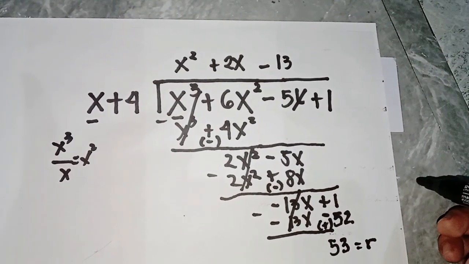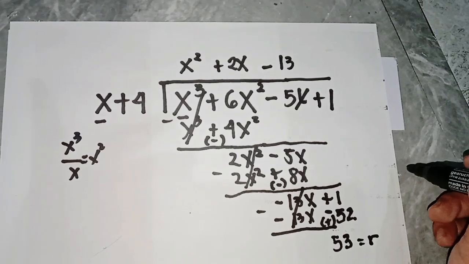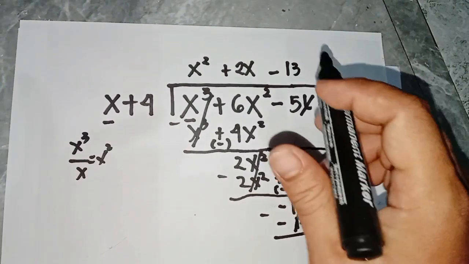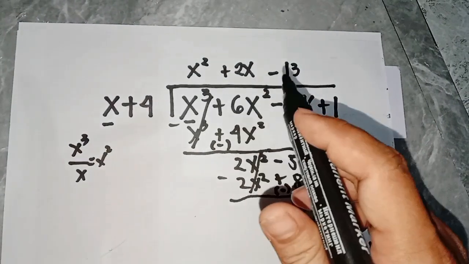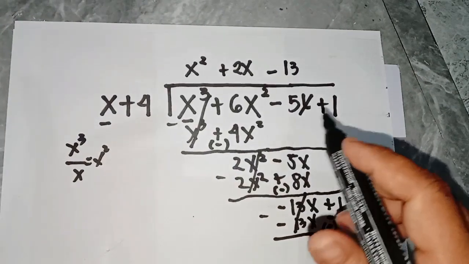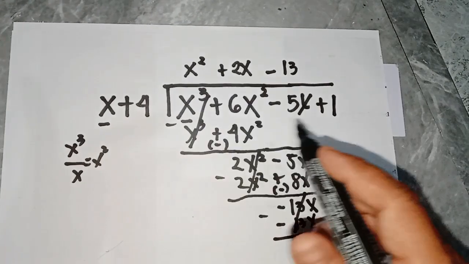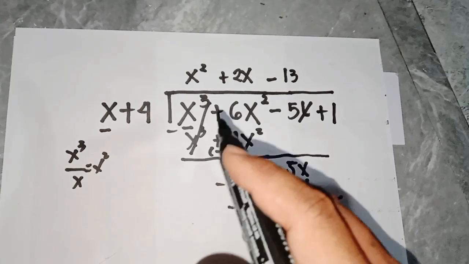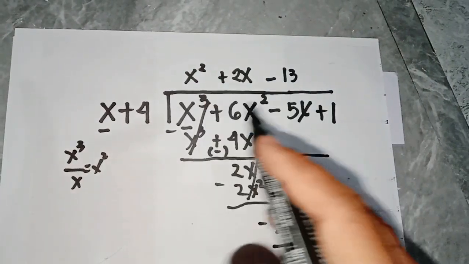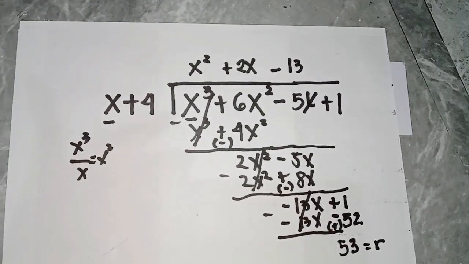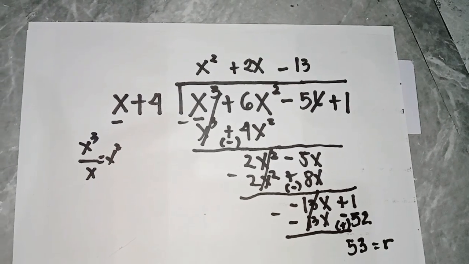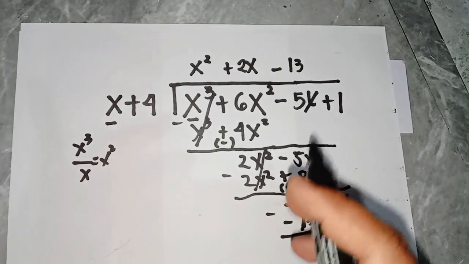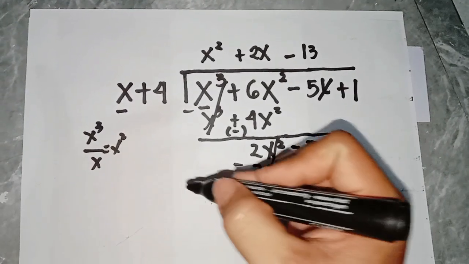Alright, so that's it. Then to check, you can multiply the quotient by the divisor and see to it that you can get the dividend. But if you multiply and you don't get the dividend, therefore your quotient is incorrect. Alright, so that's it. Then how can we check if the answer is correct? You can use synthetic division.